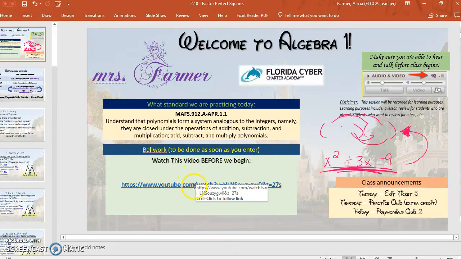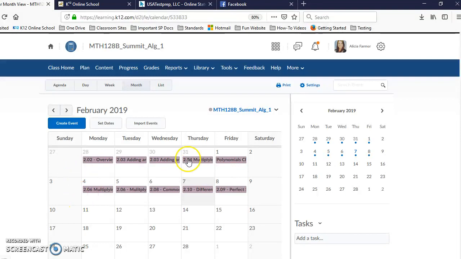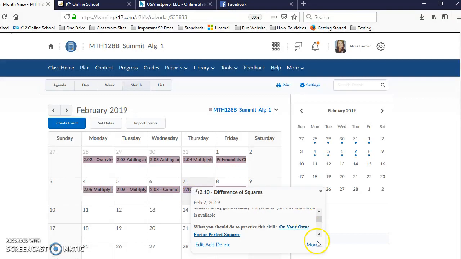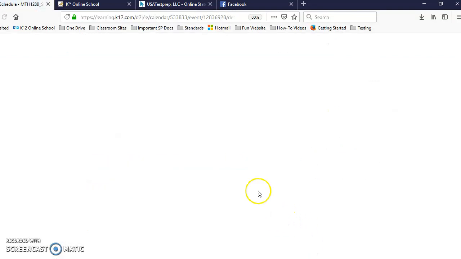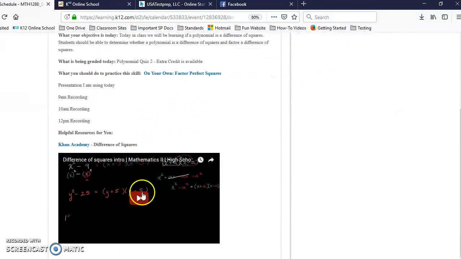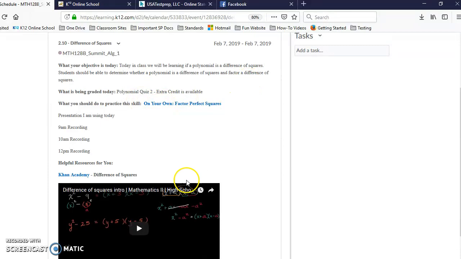So your bell work was going to be to watch this video, and obviously you can't watch the video in the bell work, but if you go to today, which is 2.10, difference of squares, and you click on more in the class plan, it is right here. So this is a super helpful video for you. The 12 recording will be up here soon. I would highly suggest you go through the 2.10 factor perfect squares as well, or here's a Khan Academy link for practicing perfect squares or difference of squares.